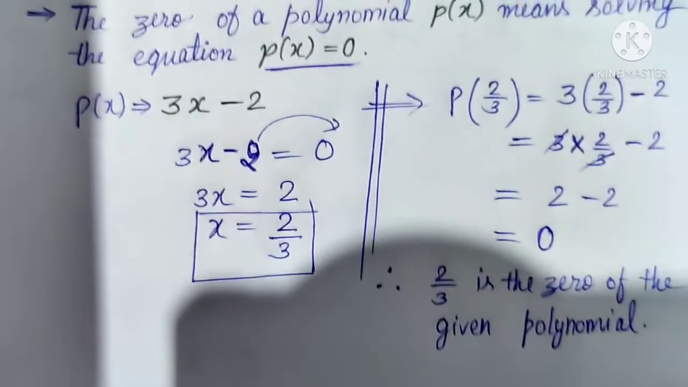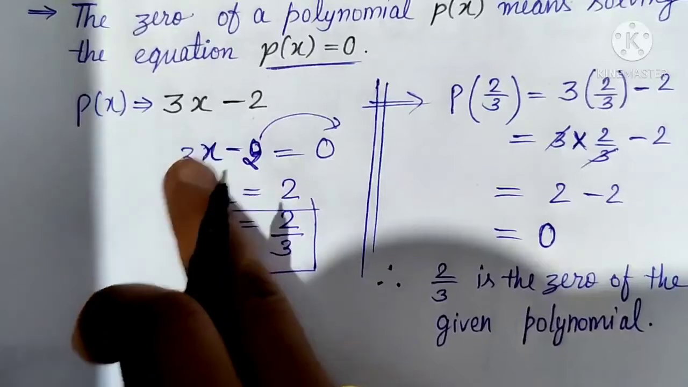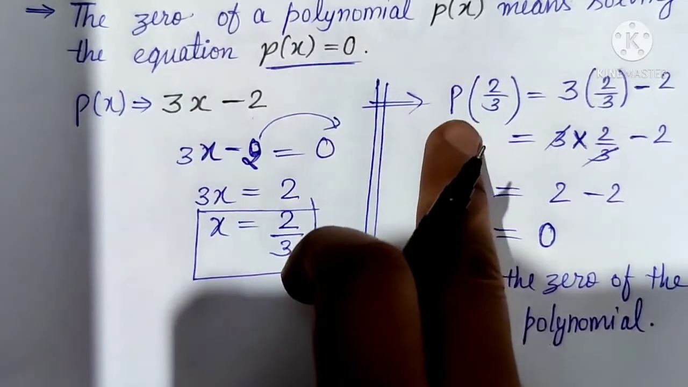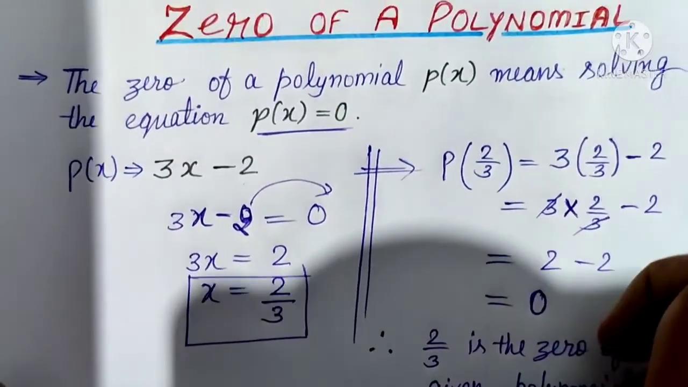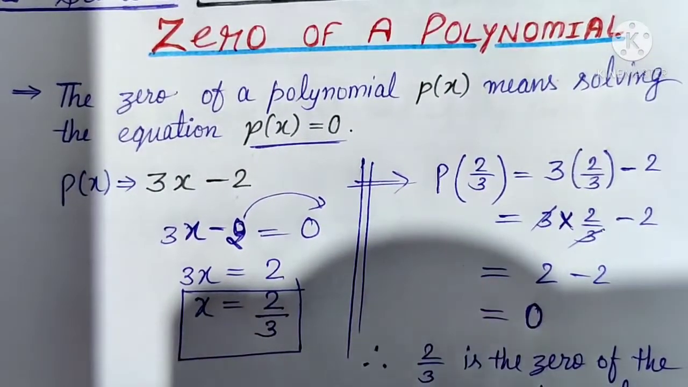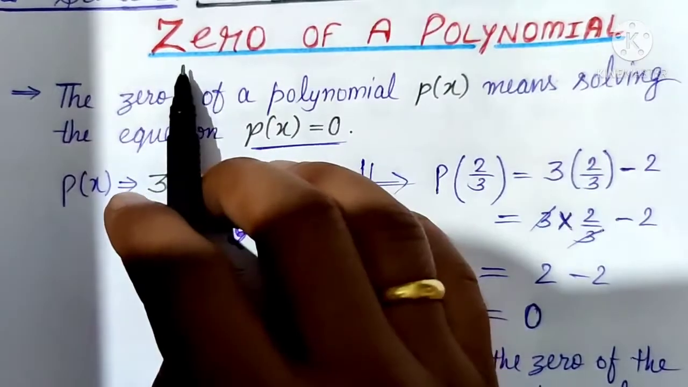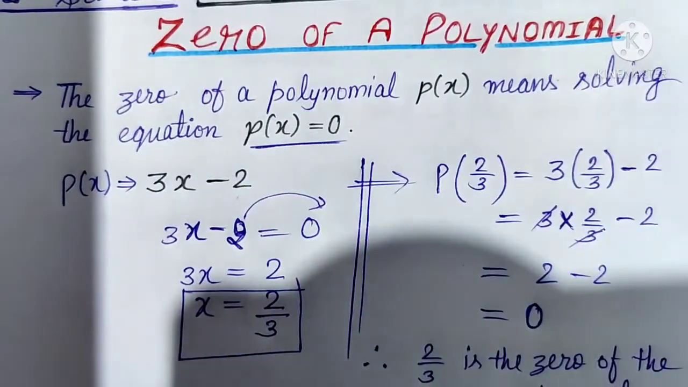Okay, so what is the polynomial given to us? 3x minus 2. How does it become 0? When we put 2 upon 3 in place of x. It means what value we should put in place of the variable so that the polynomial becomes 0, and that is only called zero of a polynomial.